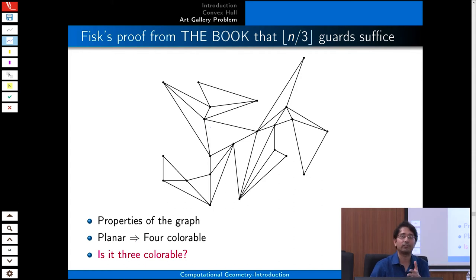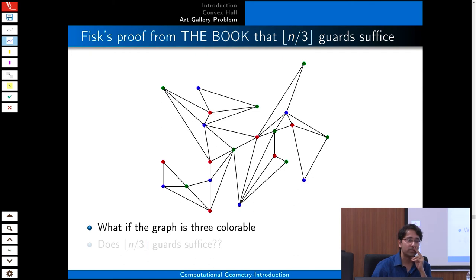But suppose this graph is three colorable, then what? With this property, what will I do? Can we say something? Suppose for the time being you just believe me that the graph is three colorable. Then what? Can you see n by 3 guards? How many guards are required to guard a triangle?